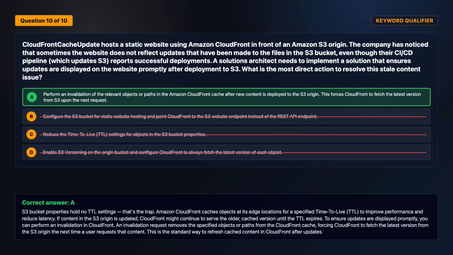To ensure updates are displayed promptly, you can perform an invalidation in CloudFront. An invalidation request removes the specified objects or paths from the CloudFront cache, forcing CloudFront to fetch the latest version from the S3 origin the next time a user requests that content. This is the standard way to refresh cached content in CloudFront after updates.